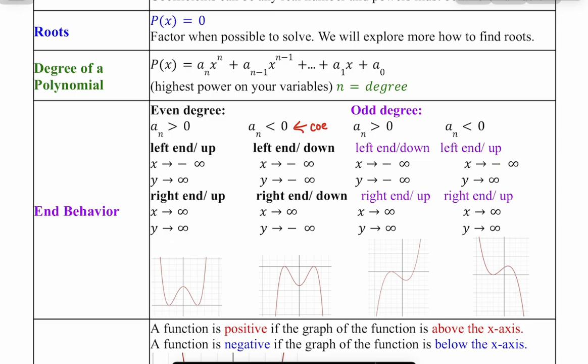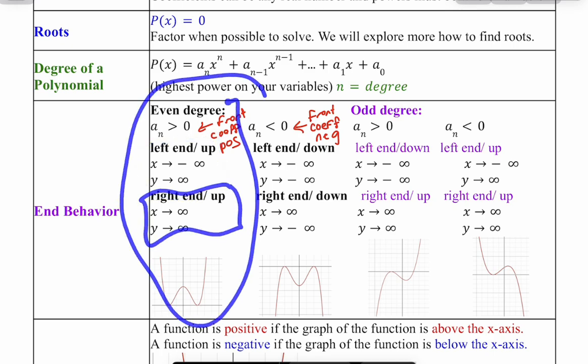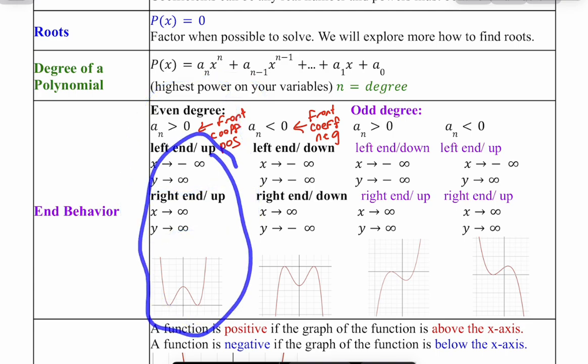So this is if the front coefficient is negative, and this means the front coefficient is positive. Then the left end has to go up, and so will the right end if you have an even degree polynomial with the front coefficient being positive. The left end and the right end will always go up.